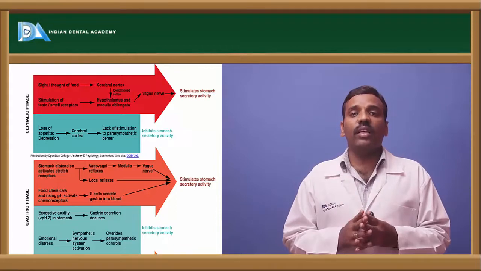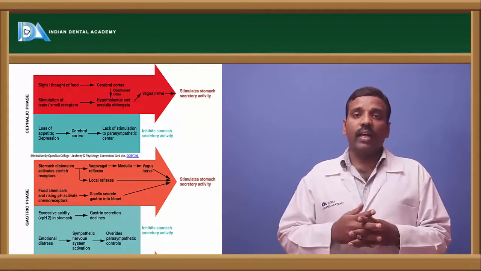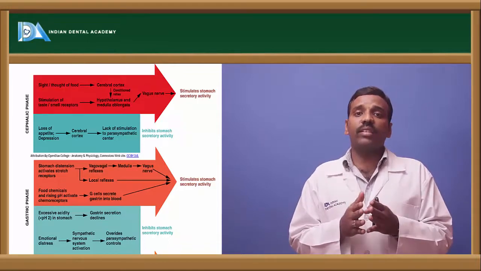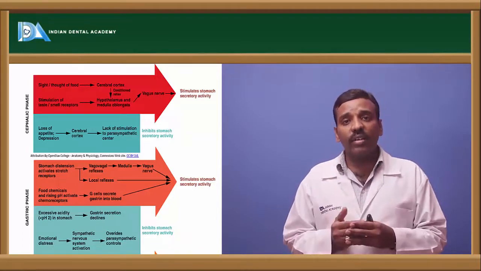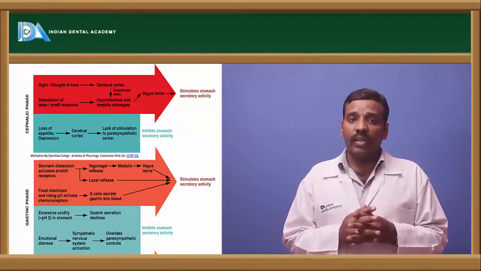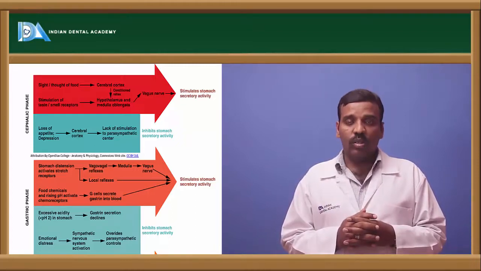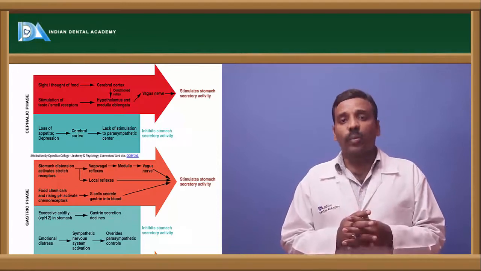The first phase is completely neural action, that is, by the vagus nerve. And the second phase is both humoral and neural action at the same time. By the action of gastrin, it is humoral action, and by the action of the vagus nerve, that is neural action. So it is both neural and humoral action.